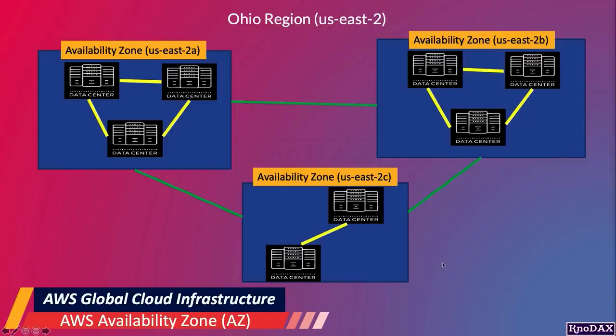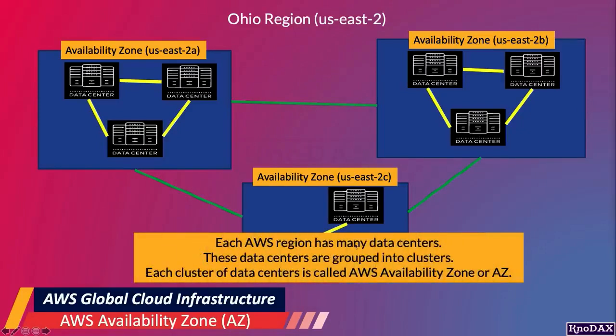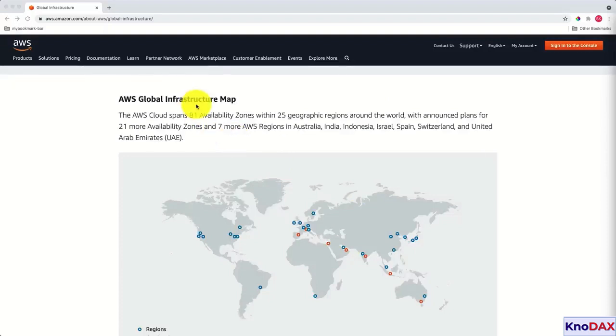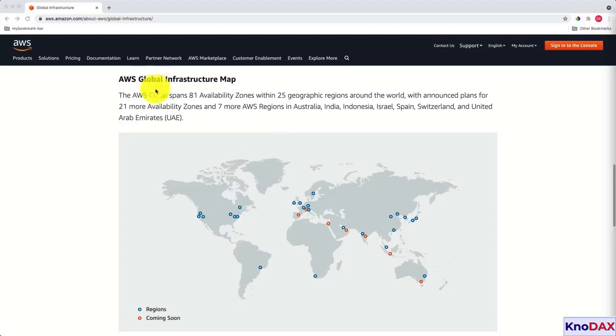So the takeaway is that each AWS region has many data centers. These data centers are grouped into clusters. Each data center cluster is called an AWS Availability Zone, or AZ. Review availability zones on the AWS Global Infrastructure webpage for more ideas. So I'm on the AWS Global Infrastructure webpage. Let's scroll down to the AWS Global Infrastructure Map section.